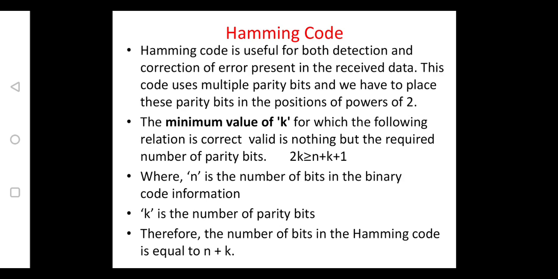So the total Hamming code has n plus k bits. If you are assuming 4 message bits, the number of parity bits required is 3, because 2 power 3 equals 8, and 8 is greater than or equal to n plus k plus 1, that is 4 plus 3 plus 1. You need to take the minimum value at which it satisfies the condition, 8 greater than or equal to 8. So if we have 4 data bits, the number of parity bits required is 3. The total code word consists of 4 plus 3, which is 7.